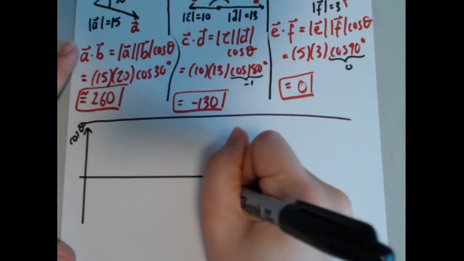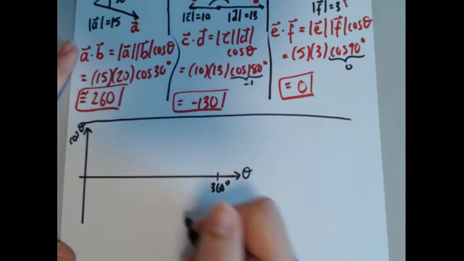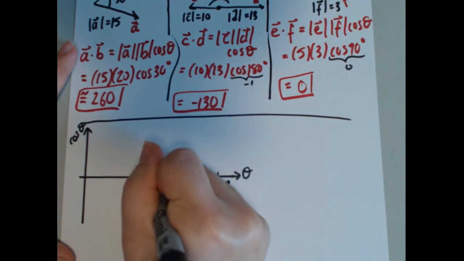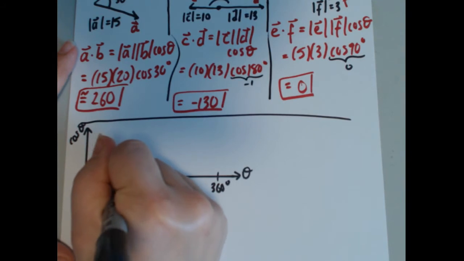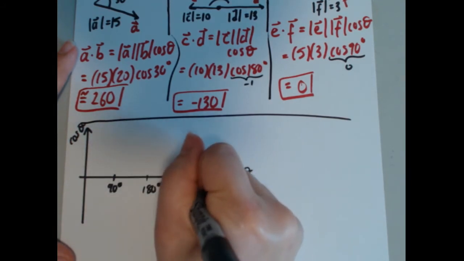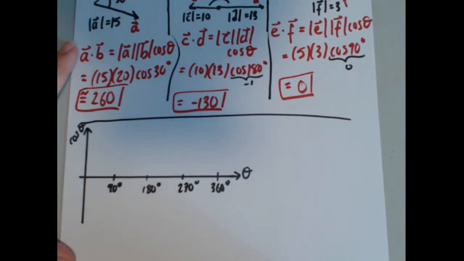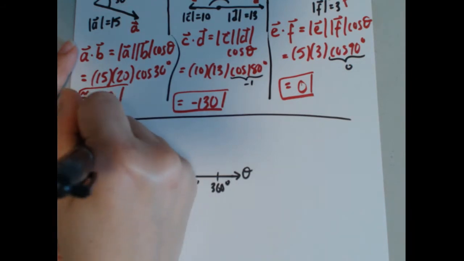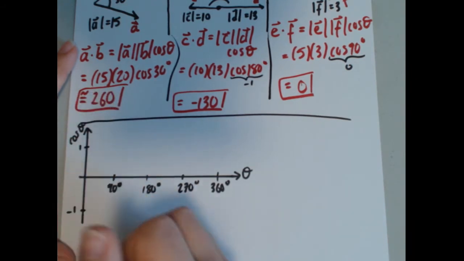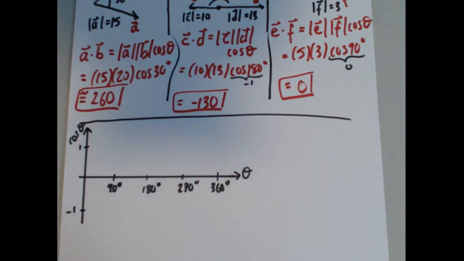So let's go up to 360 degrees. Half of that is 180, and half of that is 90, and then the 3/4 point is 270 degrees. Now I know that cosine of theta ranges between 1 and -1. So my graph looks something like this.